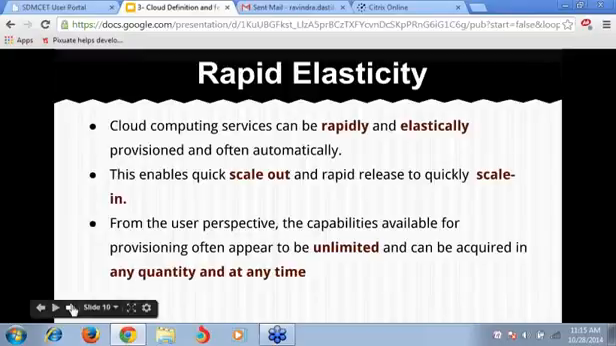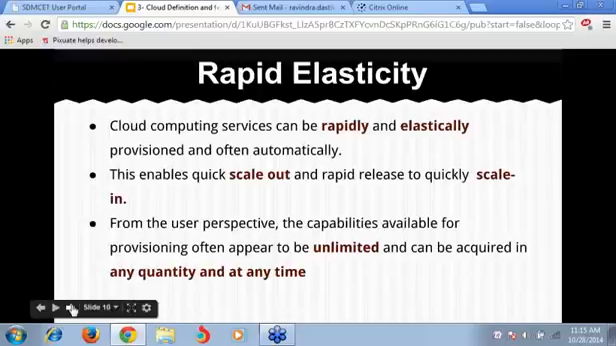What it actually means from the personal or end user perspective is it gives you a kind of unlimited resource availability. So cloud computing promises you on demand, unlimited, in fact infinite resources. How does it do this? It uses the combination of rapid elasticity and pooled resources to achieve this.